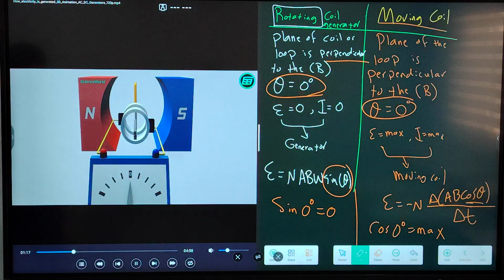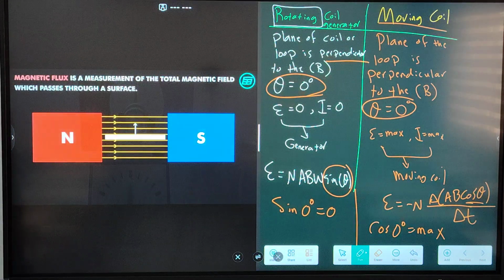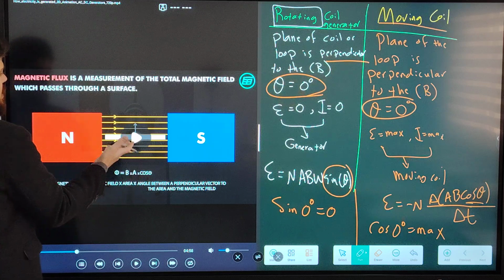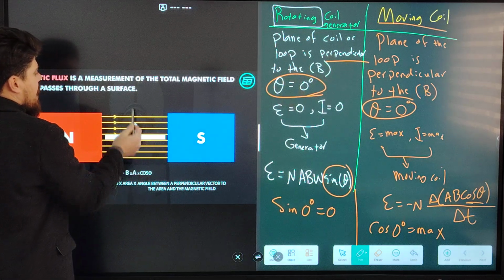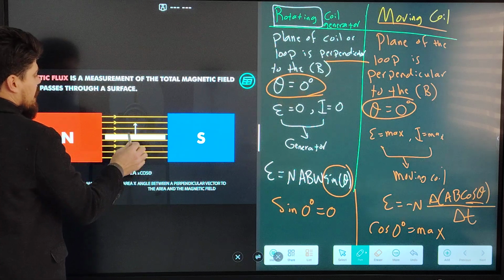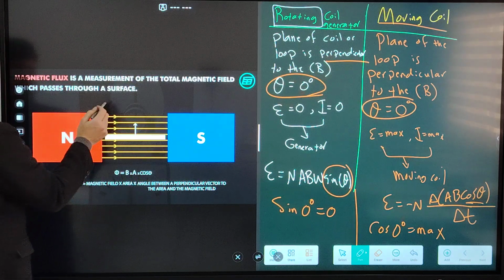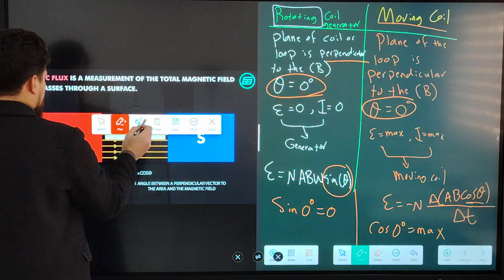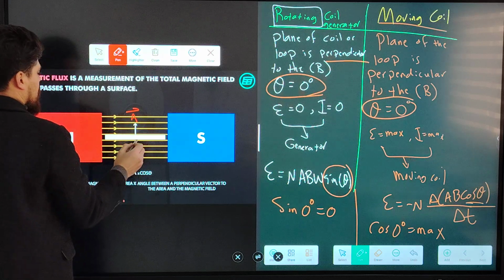Magnetic flux changes over time. Magnetic flux is a measurement of the total magnetic field that passes through the surface. Guys, look. In this case, the plane of the loop is parallel. When the plane of the loop is parallel, this is the area vector, guys. This is the area vector, okay?